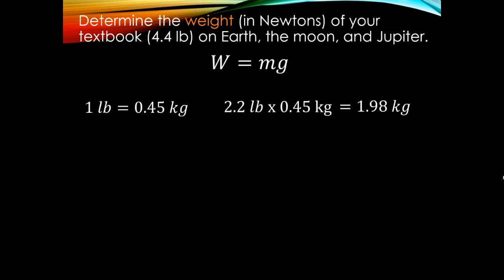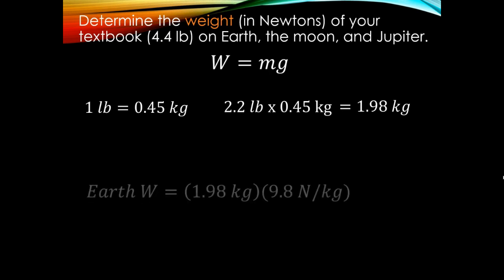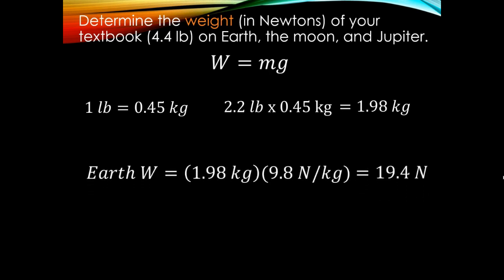That is something really important to keep in mind. Whenever we are using these equations with a constant, g is a constant given in newtons per kilogram. You can't multiply it by pounds. You have to multiply it by kilograms. On Earth, g is 9.8 newtons per kilogram. So we're going to take 9.8 times 1.98, and this is going to give us a weight of 19.4 newtons.